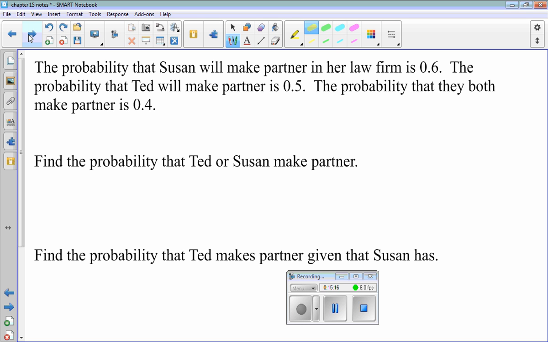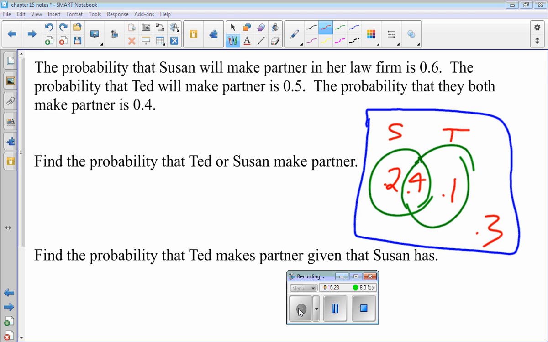Oh my God. All right, Venn diagram. Draw it. Let's see what happens. Okay, let's try. Talk loud because the microphone's back by my desk. Okay, find the probability that Ted or Susan make partner. It's Susan. That's right. Susan.